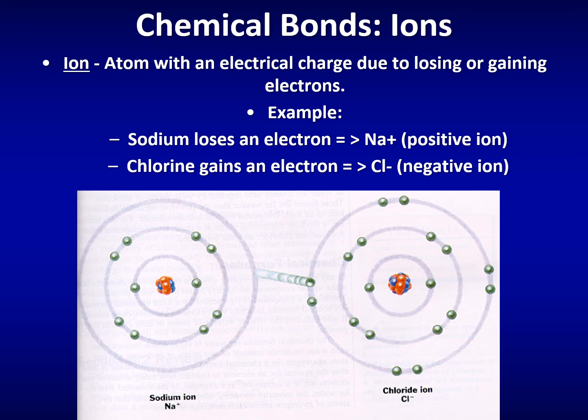When that happens, they carry an electric charge, and those ions then are attracted to one another and really come quickly and bond together electrically. This then, because two ions bond together, are called ionic bonds.